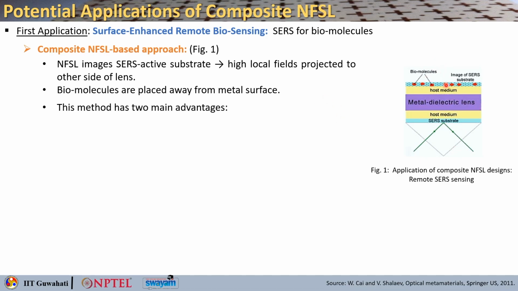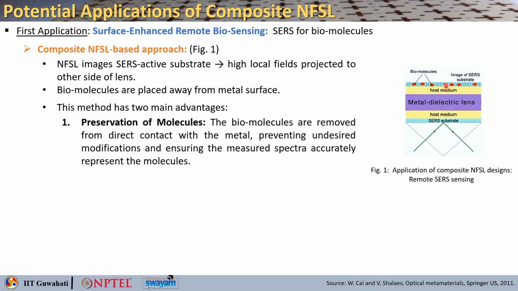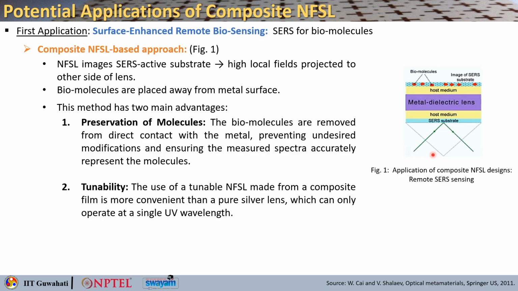So this particular method has got two advantages. First of all, preservation of the molecules. That means in this case the biomolecules are not coming in the direct contact of the metal, so you can prevent any undesired modification, and also you can ensure the measured spectra are basically coming only from the biomolecules, right. And then you can also have tunability in such a system.